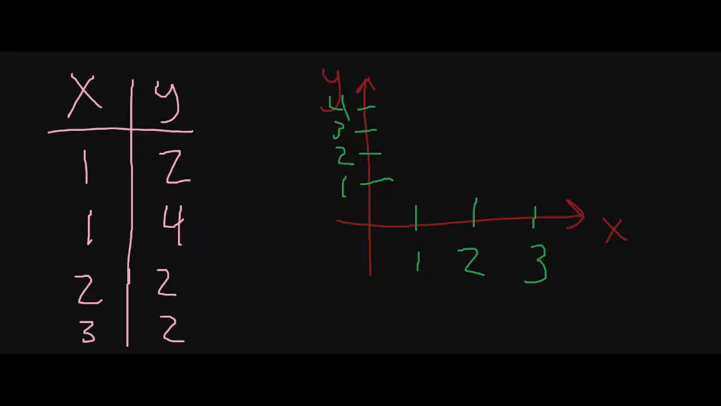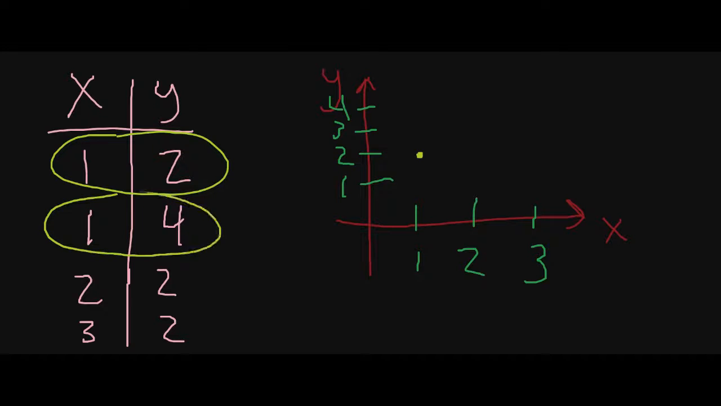Now let's plot this first one. When my input is 1, my output is 2, so I'm going to draw my dot there. When my input is 1, my output is 4, so let's draw that there. When my input is 2, my output is 2, so let's draw that. Perfect. And now when my input is 3, my output is 2, so let's draw that.